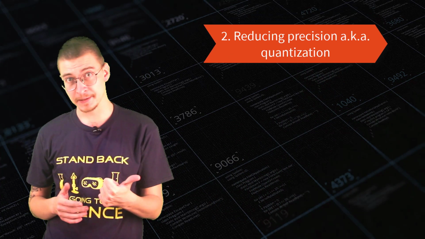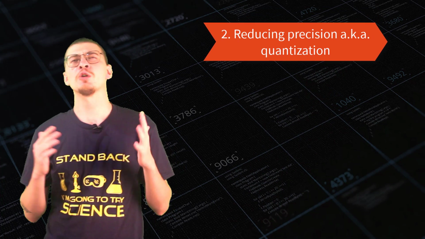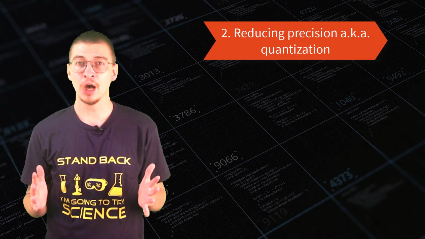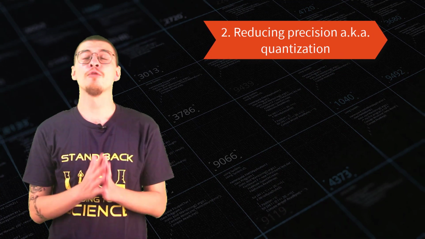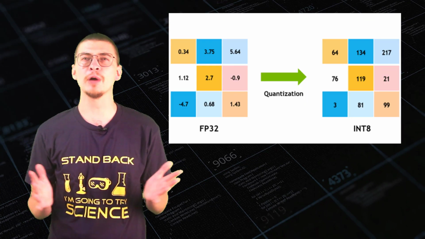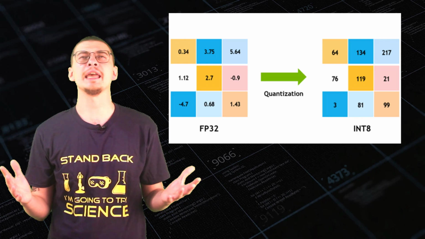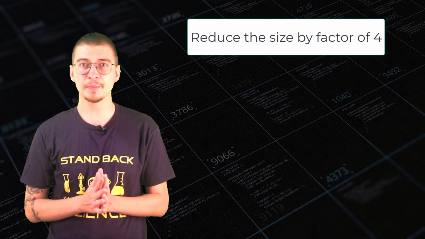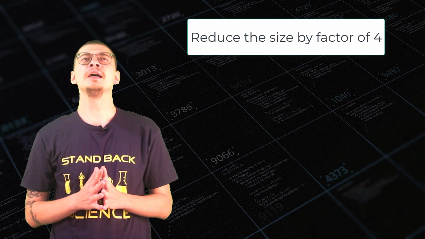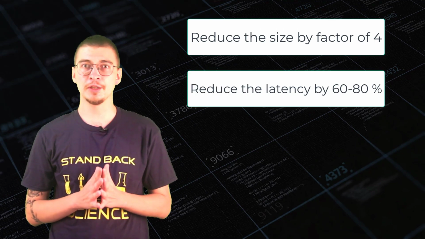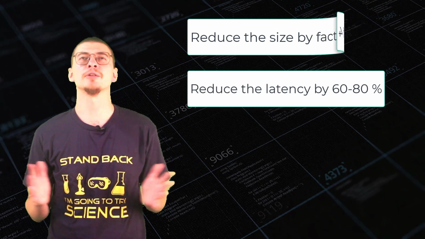The second method is quantization. Quantization is a process of reducing precision for neural network weights, usually from floating point 32 to integer 8. It reduces the size by a factor of 4 and latency by 60 to 80% using regular TensorFlow Lite kernels.